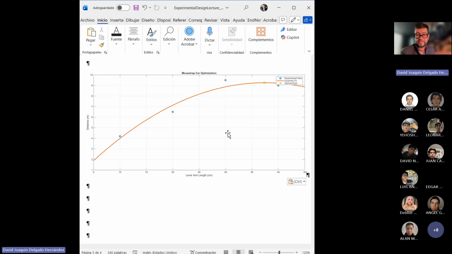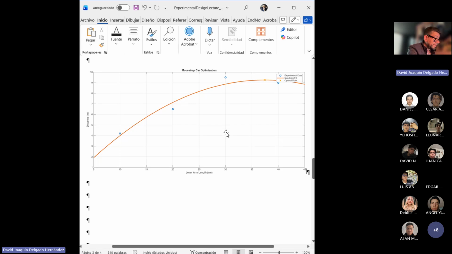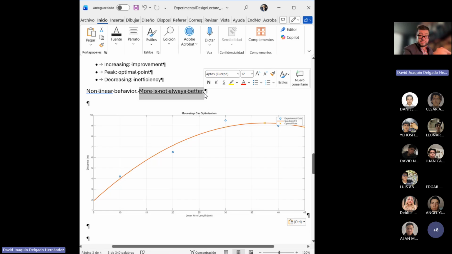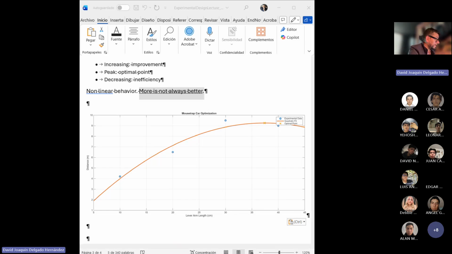Not necessarily, okay? So that's why this statement is very important. More is not always better. And this is happening in this very experiment, okay? Let me put here some results. I am going to copy these results in the Word.